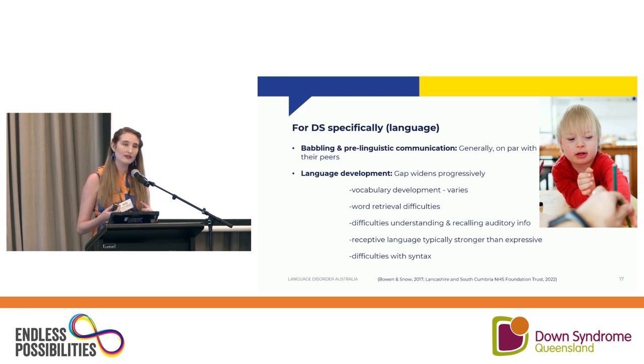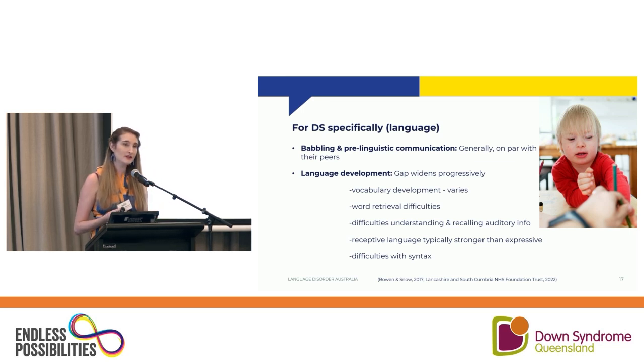But as language development continues to expand across the early years, then we'll see that gap starting to widen more progressively. When it comes to vocab more specifically, this is where we see a wide range of skills. Some kiddos with Down syndrome do really quite well with their vocab. They may have a large vocabulary, but other students may have a very limited vocabulary. So that's going to be more a case-by-case thing rather than all kids with Down syndrome falling into this box.